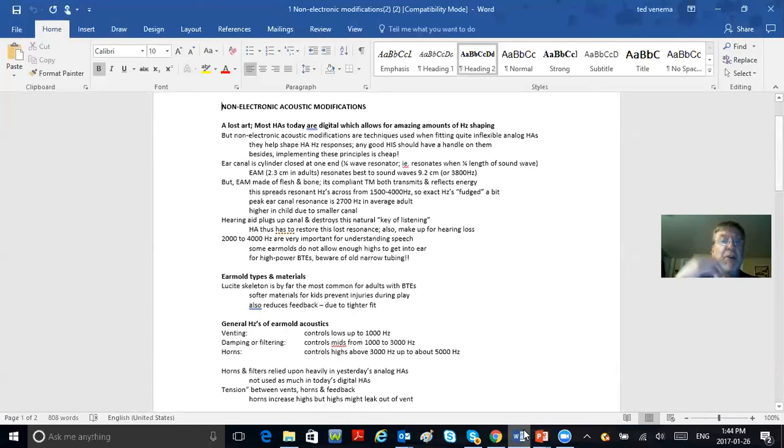So, when you put a hearing aid in, you've plugged up the ear, and now you've destroyed this natural key of listening. So a hearing aid has to restore this lost resonance and also make up for the hearing loss. 2 to 4,000 hertz are also very important for understanding speech, and some ear molds don't allow enough highs to get into an ear. So for high power BTEs, beware of narrow tubing, because narrow tubing is an enemy against highs, and we'll discover why that is.